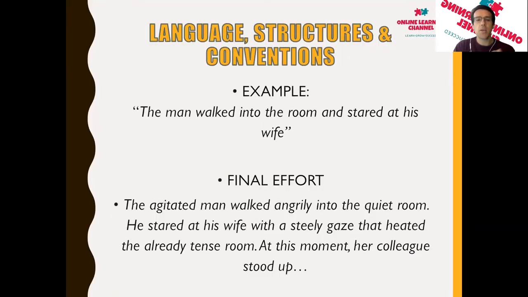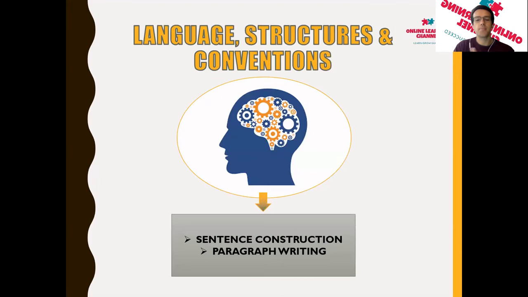So the final effort when it comes to this particular example: the agitated man walked angrily into the quiet room. He stared at his wife with a steely gaze that heated the already tense room. At this moment, her colleague stood up. So you can see how we've elaborated on the context and the actual style within this particular piece, just to give it a little bit more of a storyline feel, as opposed to just a once-off sentence that doesn't leave the viewers or the readers with any sense of what exactly is taking place here.